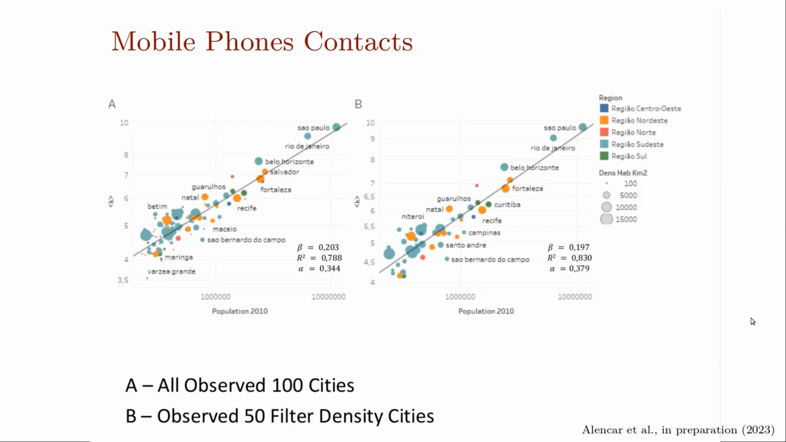And on the other hand, you have other kinds of variables that also behave like this one. For example, the number of mobile phone contacts per capita also increases with the population size. That means that in a larger city, people have more mobile phone contacts as well, right?